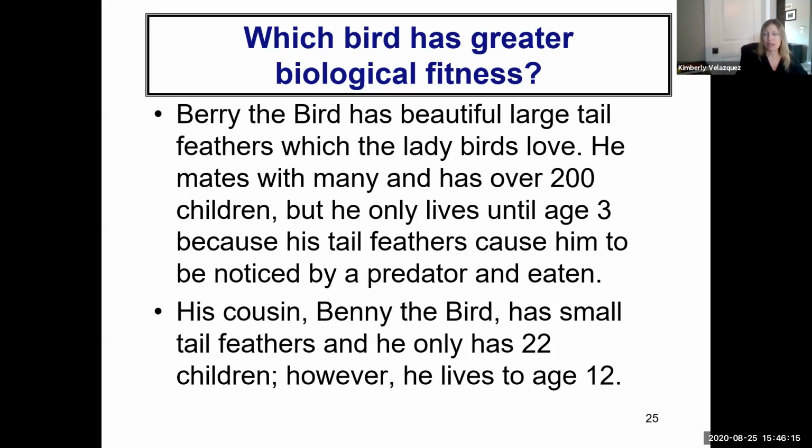And his cousin, Benny the bird, he has really small tail feathers. He only has 22 children, but he lives to the ripe old age of 12. So he way outlives his cousin Barry by 9 years. But Barry has over 200 children. So which guy has the greater biological fitness?